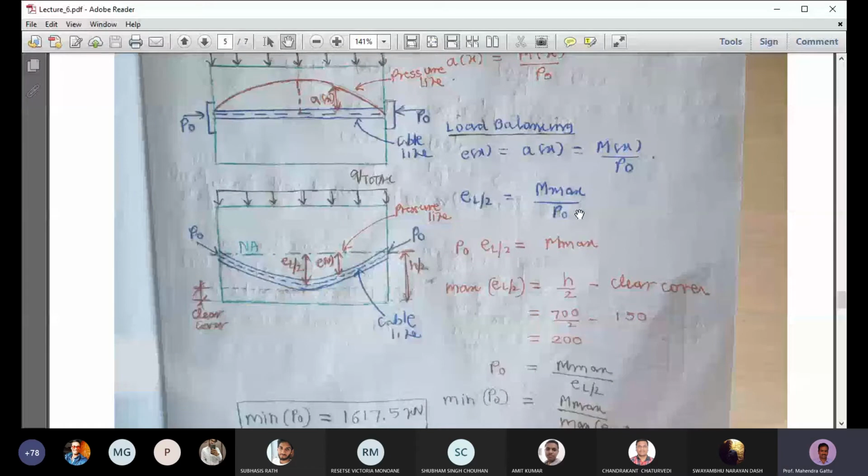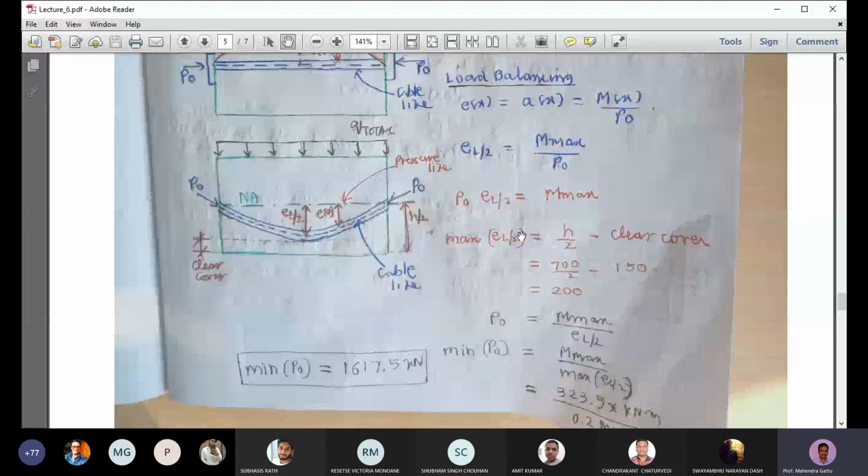Here let's look at the maximum eccentricity. E L by 2 is M max by P naught. So P naught into E L by 2 is M max. So what is the maximum possible value of eccentricity?